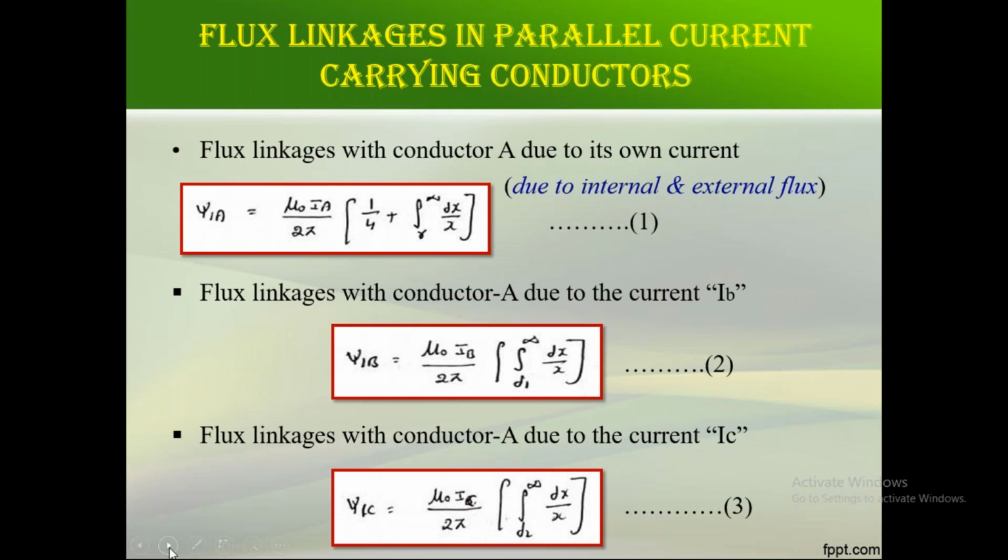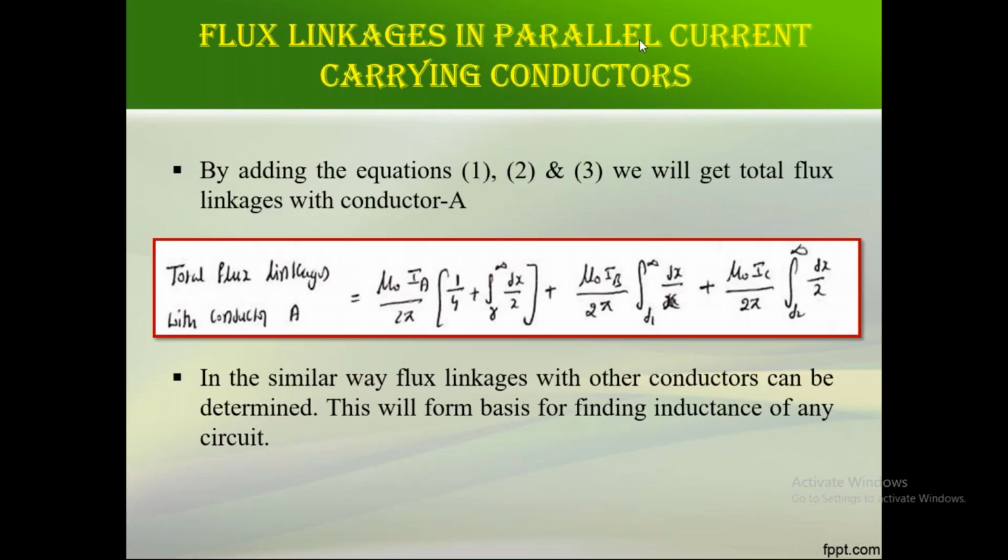So let me see what the total equation is. This is the final equation, the total flux linkage with conductor A, that is mu naught Ia divided by. So this is the flux linkage due to conductor A, the flux linkage due to conductor B, and conductor C.